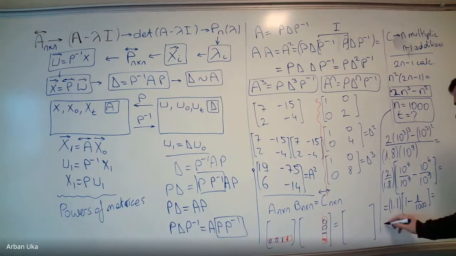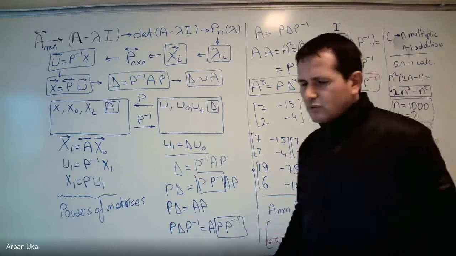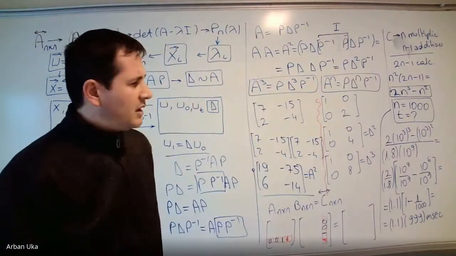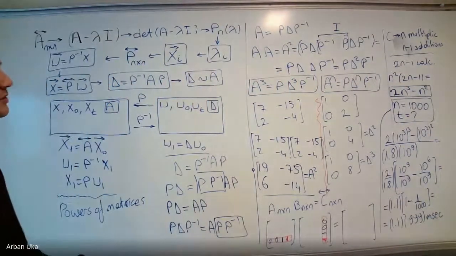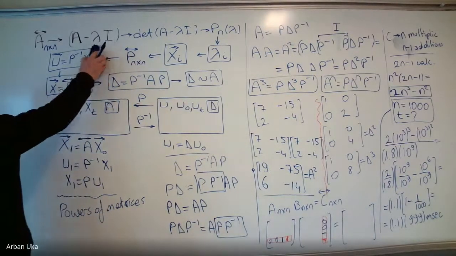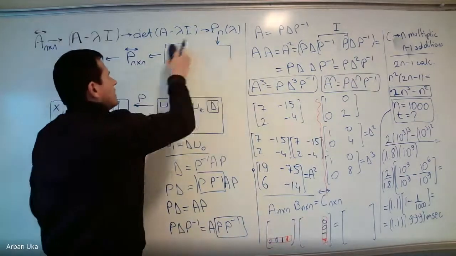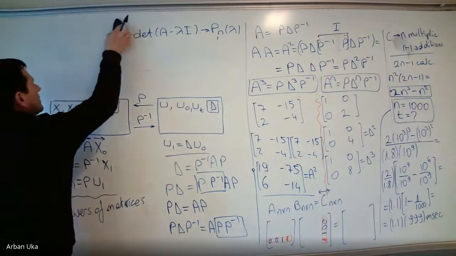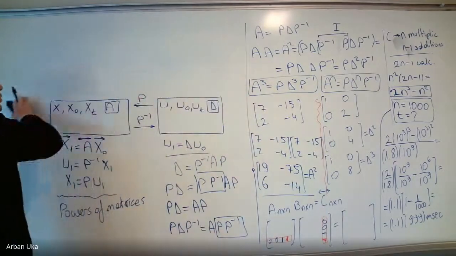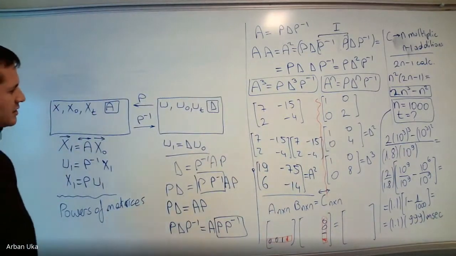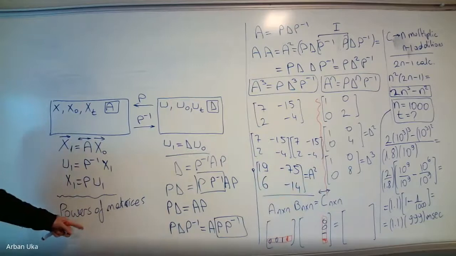So this is going to be equal to 1.1 times 999 milliseconds, or approximately 1 second. So it takes 1 second to multiply 2 matrices which have a dimension of 1,000 by 1,000. Now, this is the use of the diagonalization whenever we want to use powers of matrices.